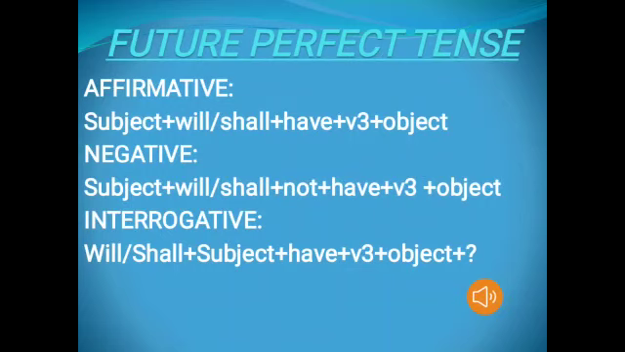Future perfect tense. The rules of future perfect tense are: in the affirmative sentences we use subject plus will or shall plus have plus third form of the verb plus object. In the negative sentences, subject plus will or shall plus not plus have plus third form of the verb plus object. In the interrogative sentences, will or shall plus subject plus have plus third form of the verb plus object plus question mark.